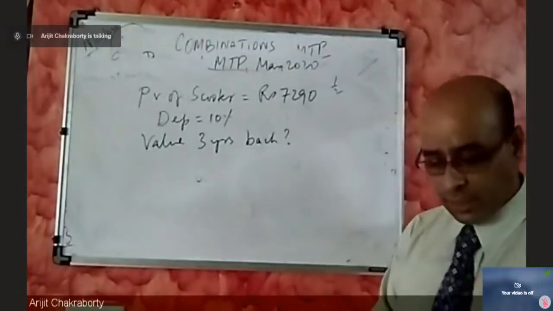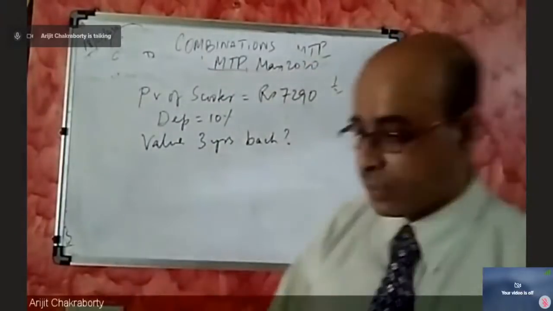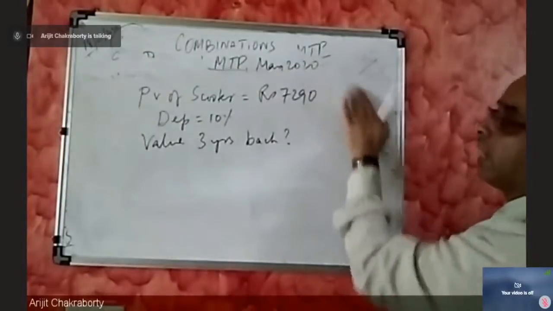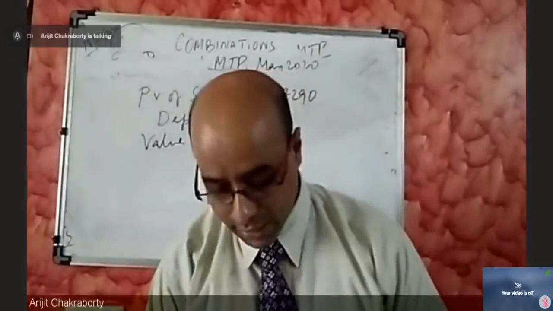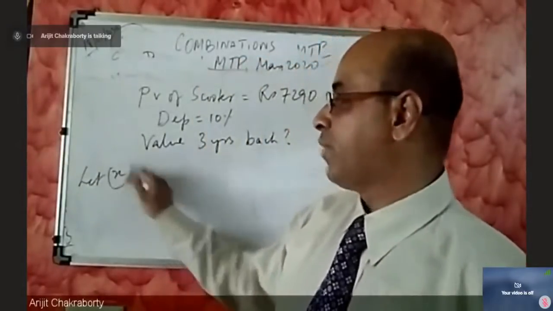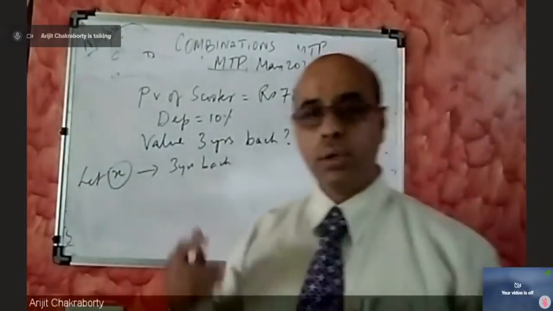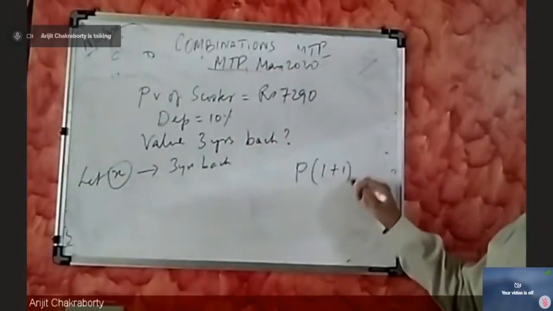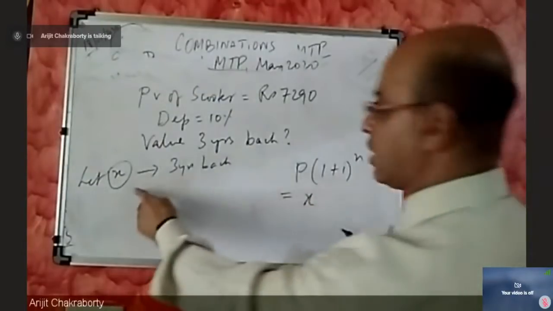Okay. So, just quickly, if you see the question, the present value of a scooter today is given. It is 7,290 and the depreciation rate is 10%. What was the value 3 years back? Let x be the value 3 years back. So we know the formula P into 1 plus i to the power n. But in this case, it is x. x is the original value.